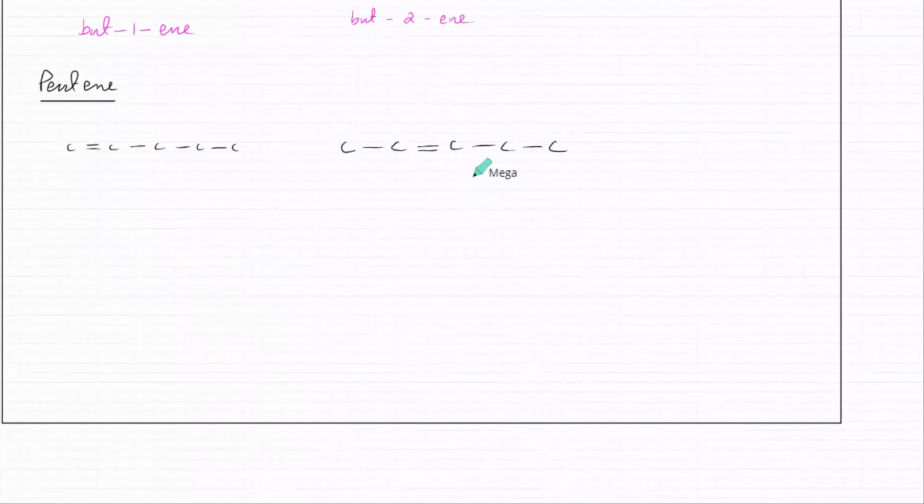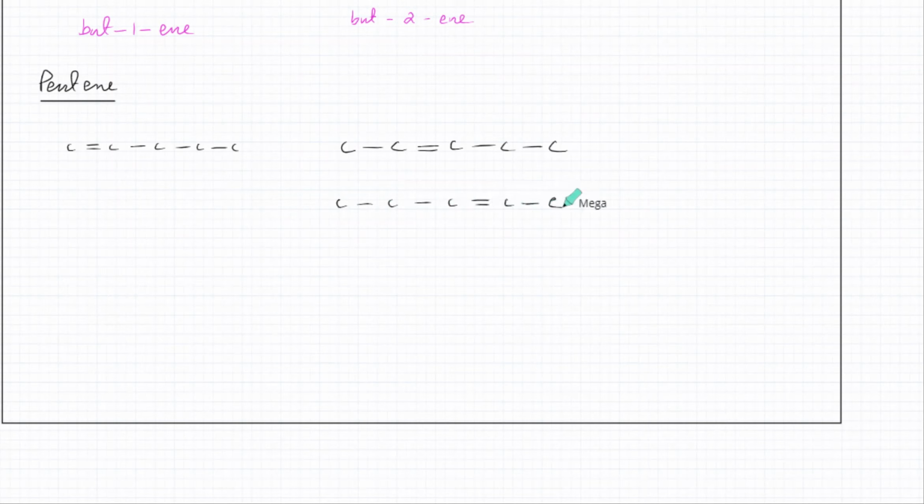For example, if I put the double bond at the third carbon atom, then this one and this one are exactly the same. Like if I pick this up and I just rotate it around, it's exactly the same thing. So it's just a flipped around version of the same thing. So these two are exactly the same. So I'm not going to draw any more versions, and I can add in the hydrogens.